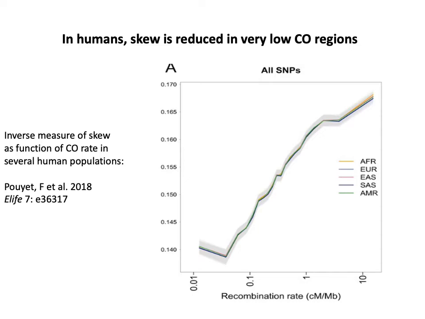This is an inverse measure of skew estimated by Fanny Pouyet in Laurent Excoffier's group, graphed against the rate of recombination for several human populations. So the bigger this statistic, the less skew. As you can see, it starts off going down as the crossover rate goes up, so there's an increasing skew as the crossover rate goes up, and then it turns over and the skew goes down with increased crossing over. So there's a non-monotonic relationship between skew and rate of crossing over in humans.